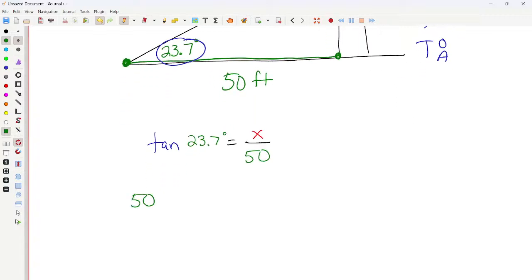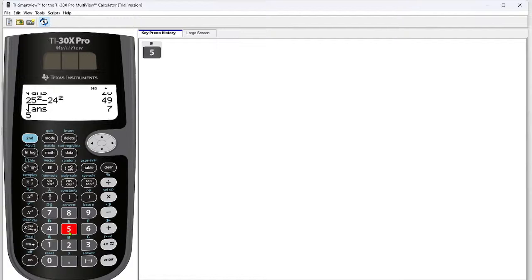50 tangent 23.7 is the answer. That's what we do in algebra, right? Solve for X. There. And then we turn to our calculator. 50 tangent 23.7.